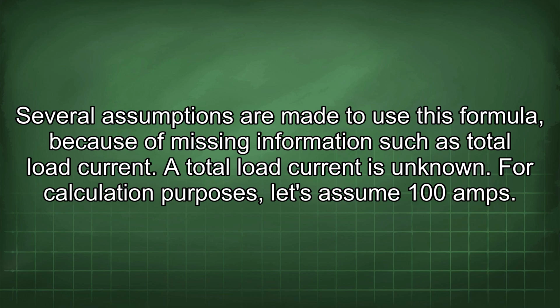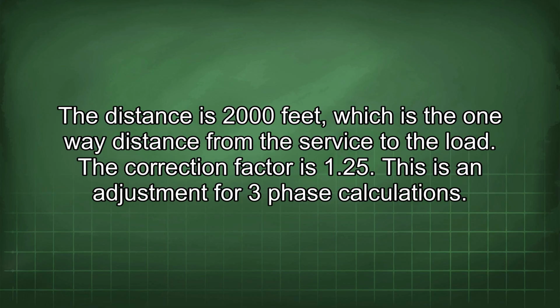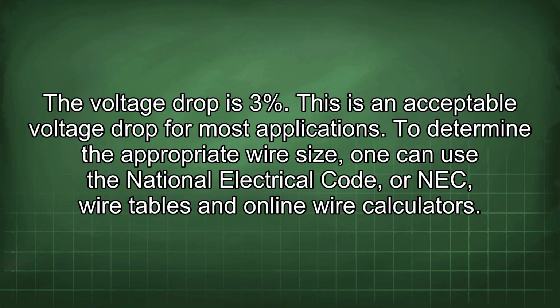The total load current is unknown. For calculation purposes, let's assume 100 amps. The distance is 2000 feet, which is the one-way distance from the service to the load. The correction factor is 1.25. This is an adjustment for three-phase calculations. The voltage drop is 3%.